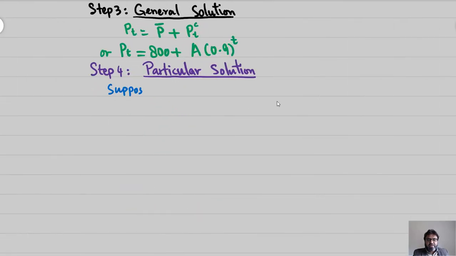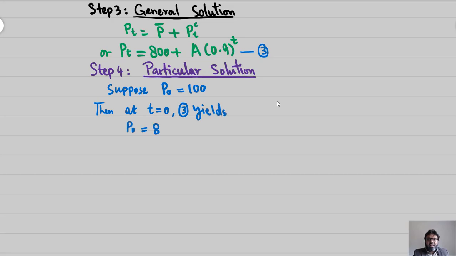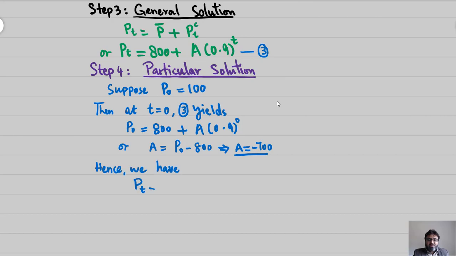Assuming the initial value is given as 100, then we can substitute that into equation 3 with t equals 0, such that we will have the value of A equals minus 700. And therefore, our particular solution becomes 800 minus 700 times 0.9 raised to the power t. So this way we have solved the first-order autonomous linear difference equation by applying the analytical method. The next step would be to analyze the stability of the system and the nature of the time path.